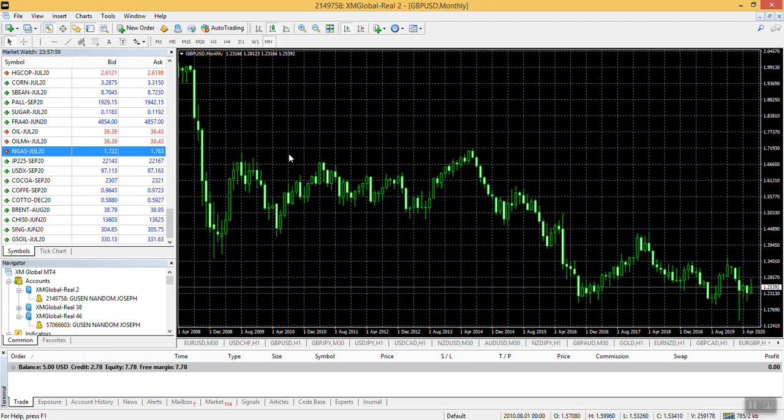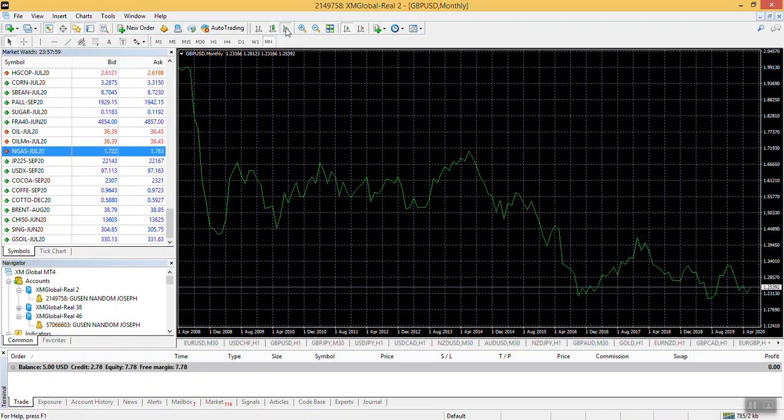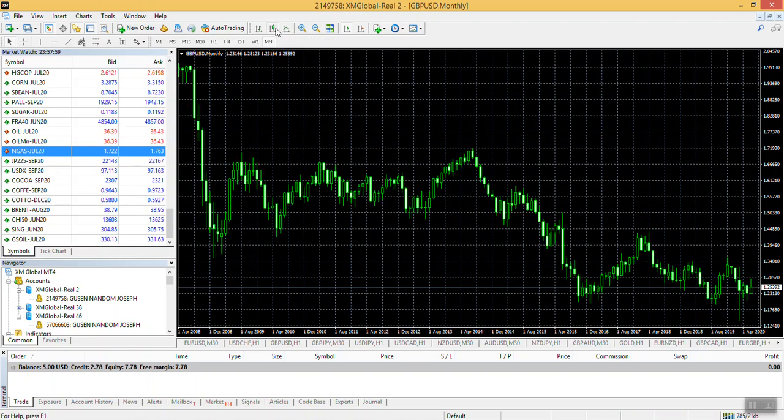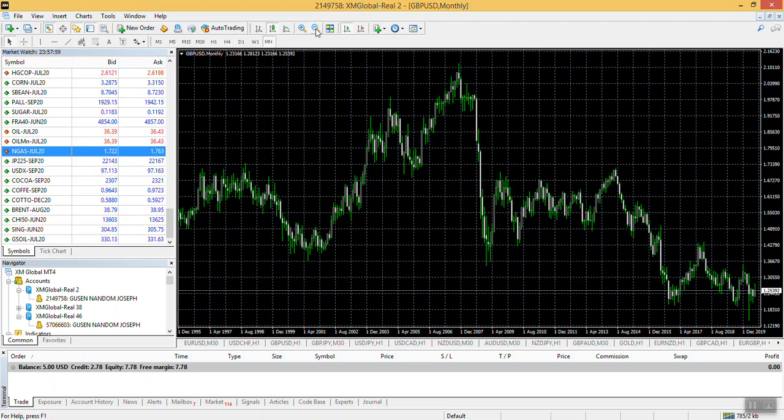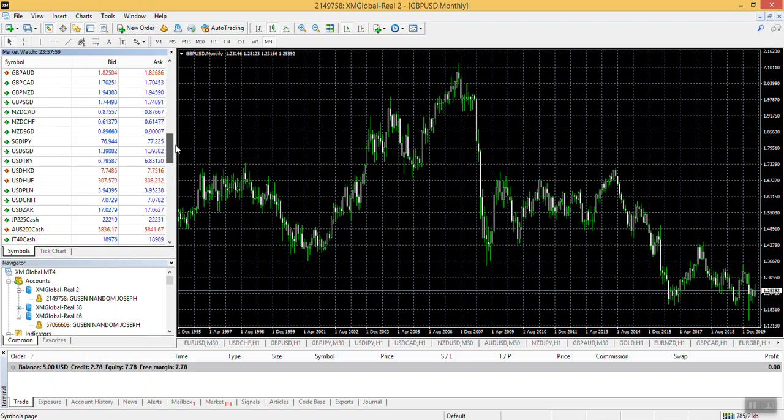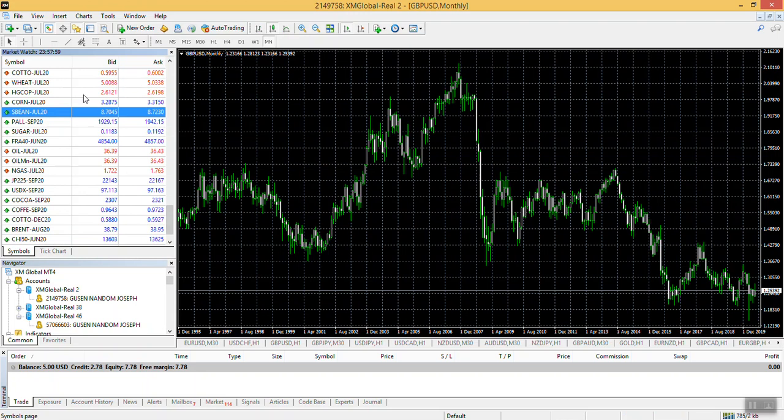Good. Having known this, here I already showed you this. This is the candlestick and this is the line chart. Here we zoom in, and here we zoom out when we click it. Now this window is to show us all the instruments. That's the current forex exchange instruments, all the commodities, and all the stocks are here.